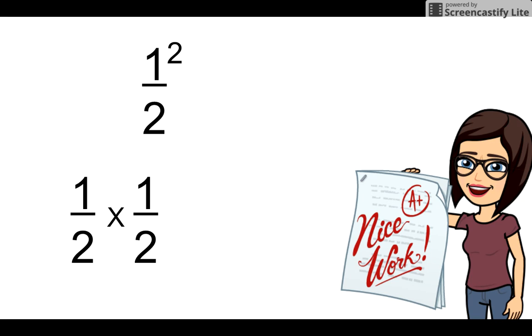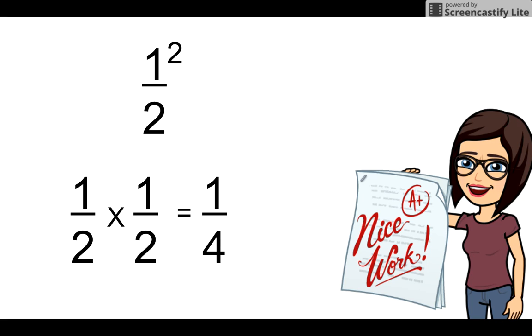Now, just a quick refresher. When I multiply fractions, I just multiply straight across. So 1 times 1 and 2 times 2. 1 times 1 is 1, and 2 times 2 is 4. So 1 half times 1 half is equal to 1/4. I could also say 1 half squared equals 1/4. I don't think that one fooled you very much.